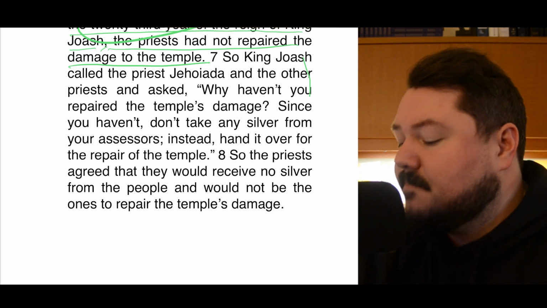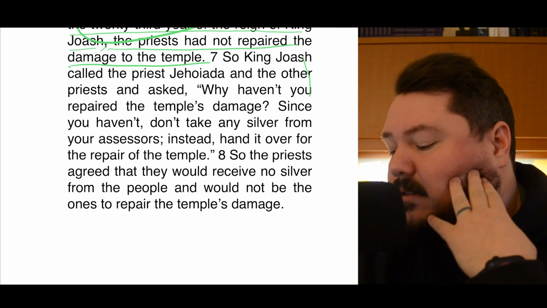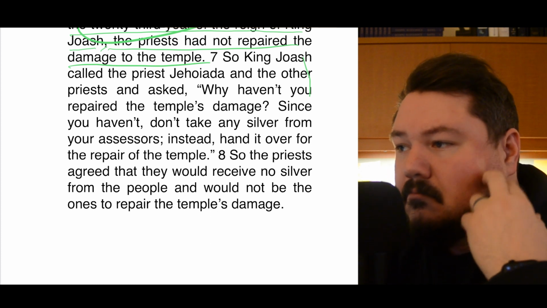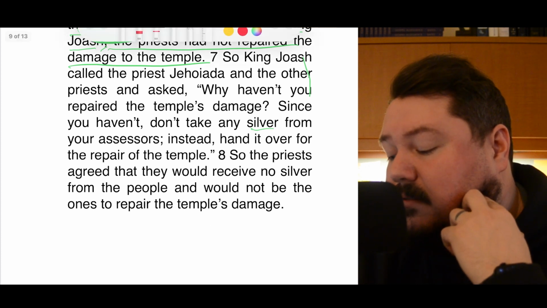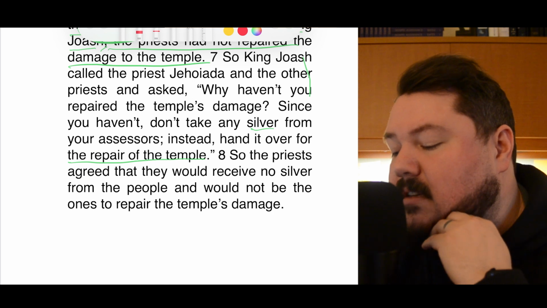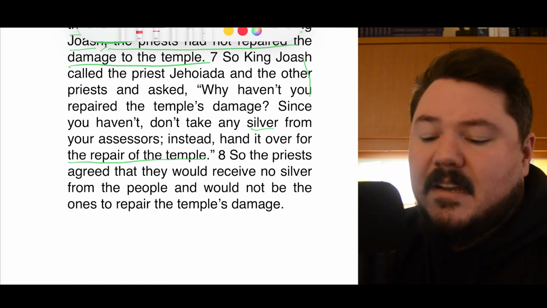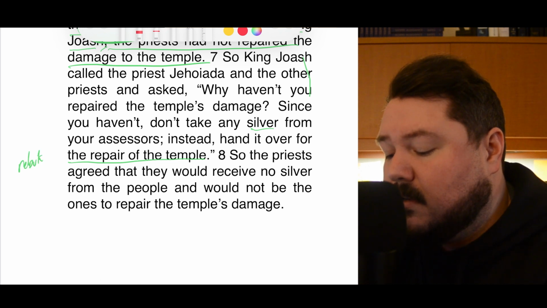In other words, it seemed to be a breakdown with the priests. The priests hadn't been doing this. They hadn't been repairing it. It seemed like they had been receiving silver and money, but they hadn't been using it for the repair of the temple. So it's not very explicit here, but this seems to be some sort of rebuke on the priests.